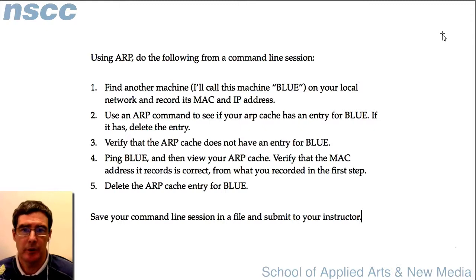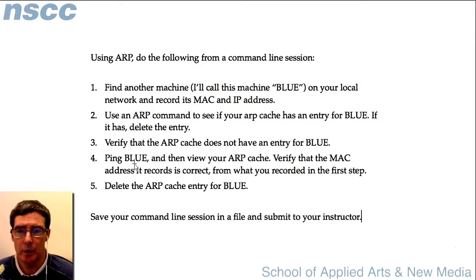You would use ipconfig if you're using Windows. Now, on your machine, use an ARP command to see if your ARP cache has an entry for blue. If it does, delete it. And if you have to delete it, then verify that your ARP cache doesn't have an entry for blue. Once it doesn't have an entry, I want you to ping blue. Now, if that doesn't work right away, then you have to look on blue and see if its firewall's up. If its firewall's up, then you'll have to disable the firewall.